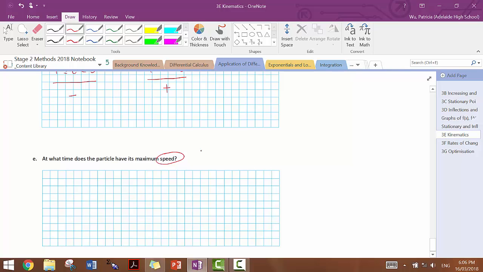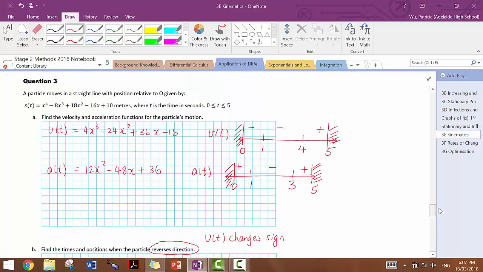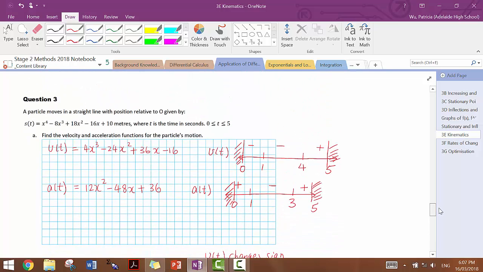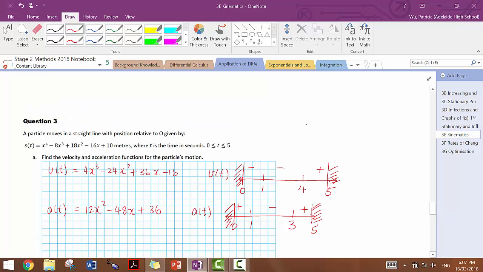Now, maximum speed is the magnitude of the velocity function we're looking at. Now have a look at this function, the velocity function. The velocity function here is a cubic function, and by looking at the sign diagram, the shape of the cubic function will be like that, where it's touching the x-axis at that one, so it's negative, and then becomes positive. So this is what the velocity function looks like.